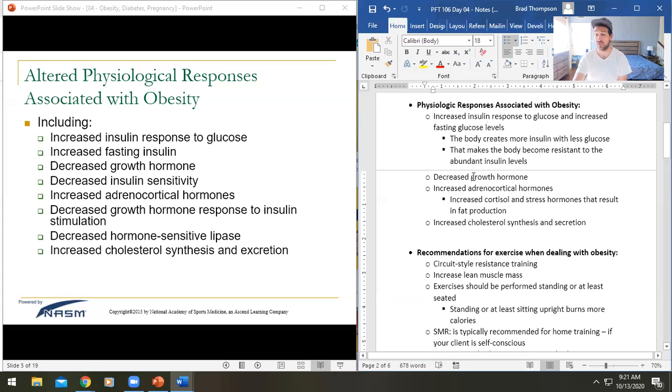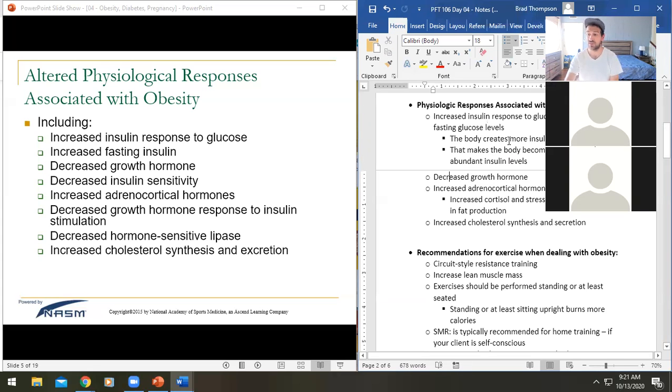We also see decreased... Oh yeah, question. So are diabetes and low blood sugar kind of linked together? Is that what you're trying to say? Well, that's the thing. Diabetes is associated with high blood sugar, right? Diabetes is associated with sugar staying in your blood.